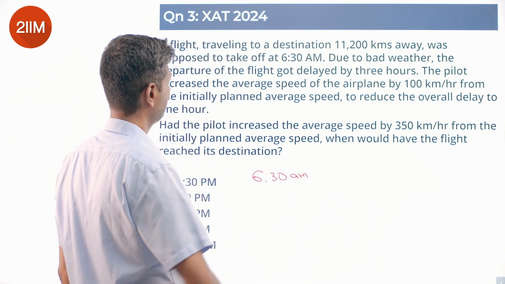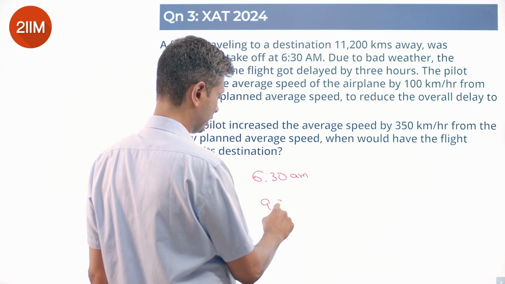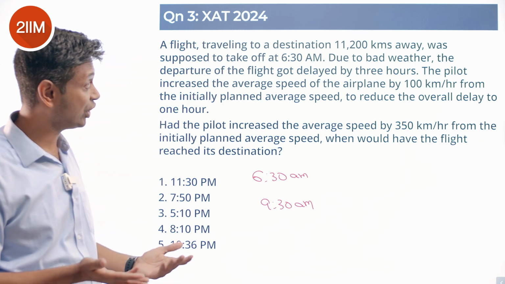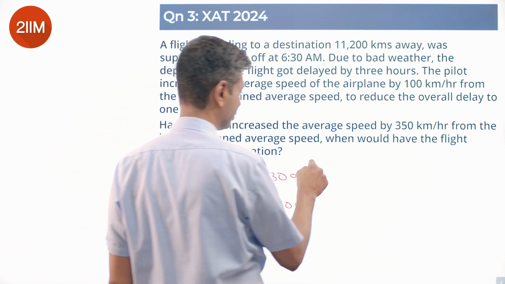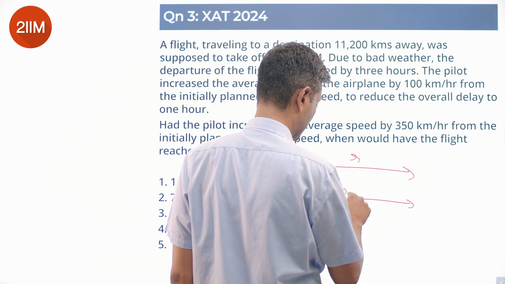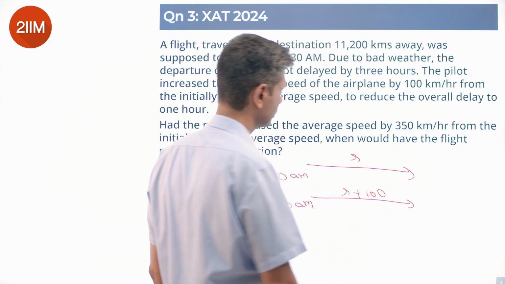Due to bad weather, departure got delayed by 3 hours. Reached at 9:30 a.m. The pilot increased the average speed by 100 kilometers per hour. So it's traveling at a speed of s. Now it is traveling at s plus 100.